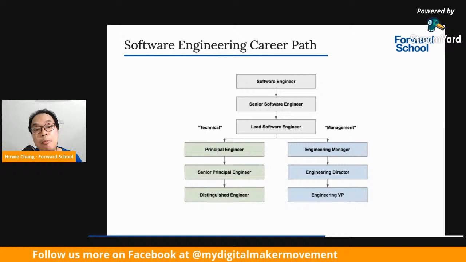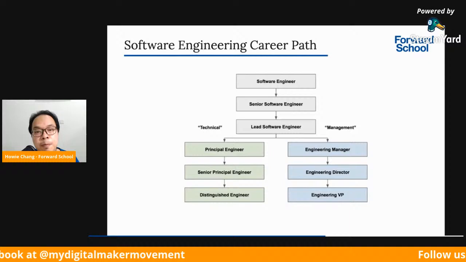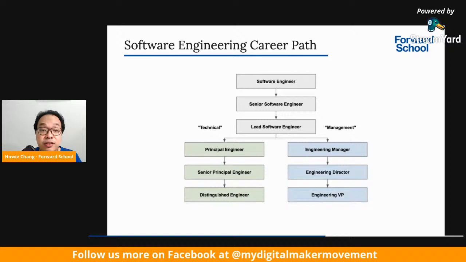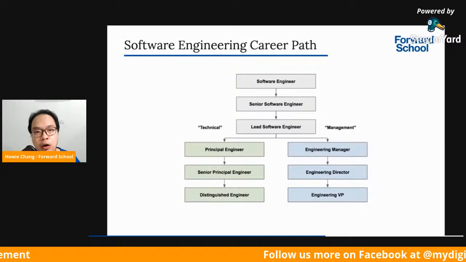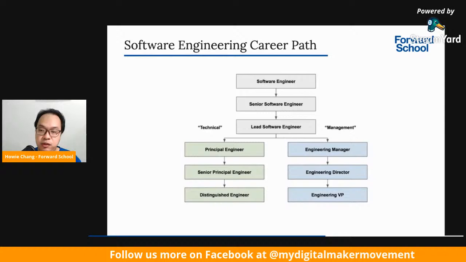If you keep your career as a software engineer, you start off as a junior software engineer, and then you become a senior software engineer, and then a lead software engineer. That's when you'll need to choose a path: whether you want to continue to focus on the technical side of things, meaning you still love coding, or you would like to go to the management path. In many technical careers, these are the two paths you can choose in most companies.